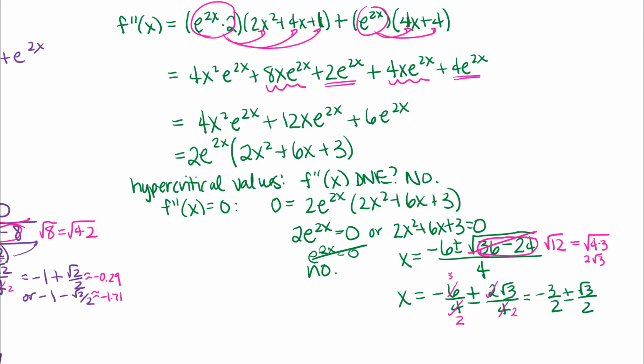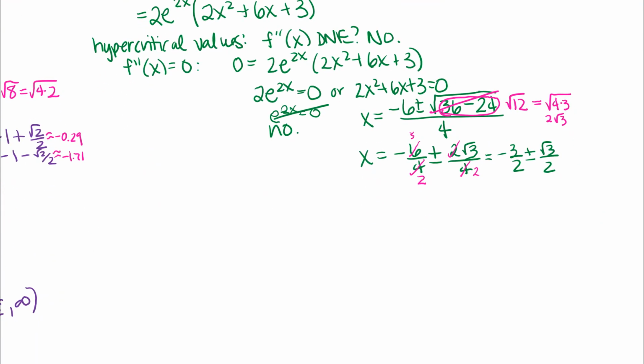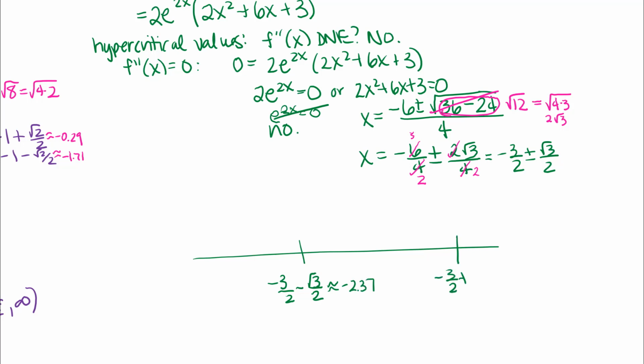This is my hypercritical values, and then the next thing we're going to do is put those on a sign chart, just like we did for the first derivative with our critical values. This is where maybe you want some decimal approximations. The one that is negative 3/2 minus square root of 3 over 2, that one's going to be the smaller one. That's about negative 2.37. And then the one that is negative 3/2 plus square root of 3 over 2, that one's going to be bigger, and that one is about negative 0.63.